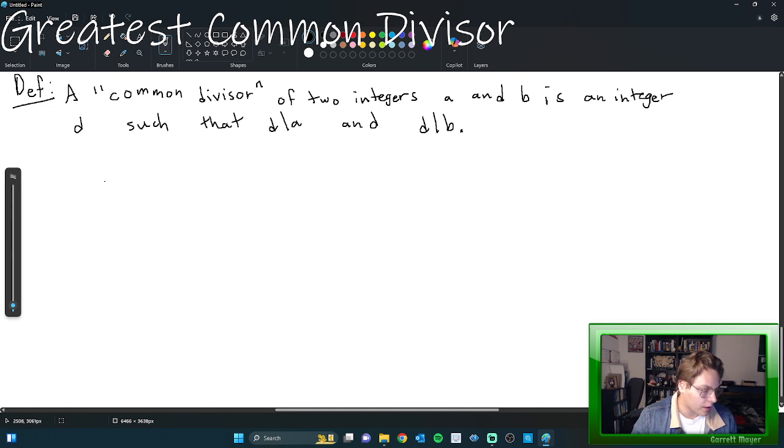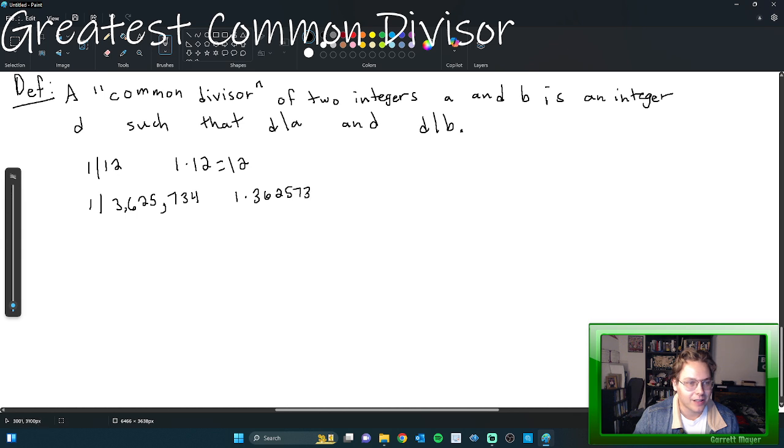And two facts about these are every two integers has a common divisor of 1, regardless. 12, 1 divides 12, because 1 times 12 equals 12. 1 divides 3,625,734, because 1 times that number equals that. 1 is a divisor of every integer. So 1 is a common divisor of these two.